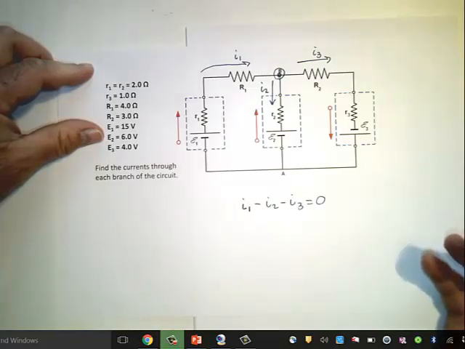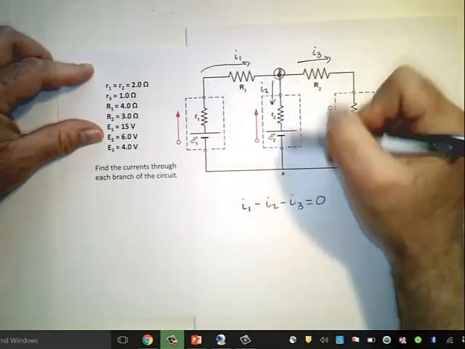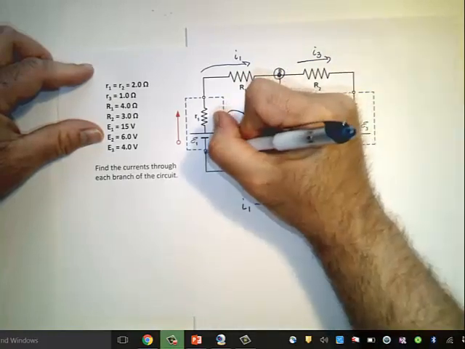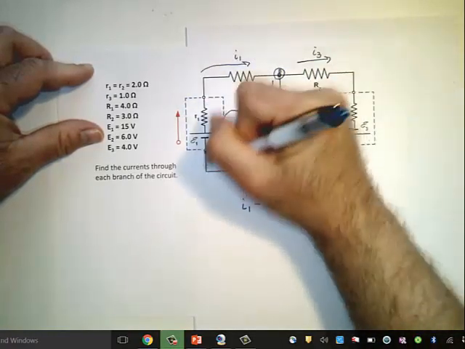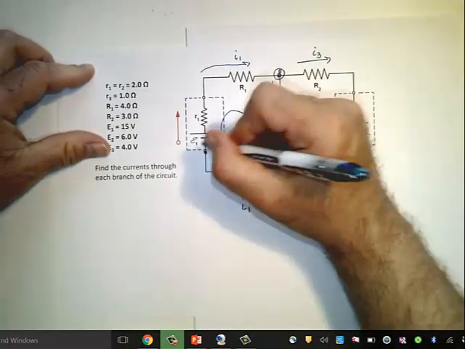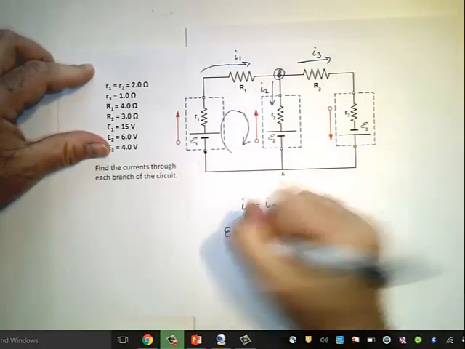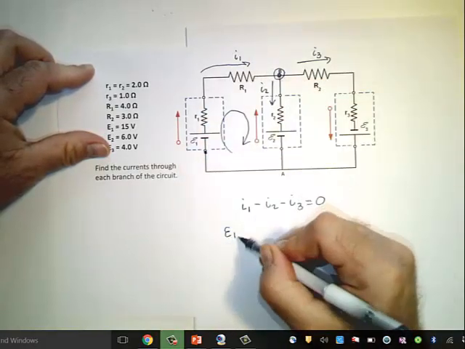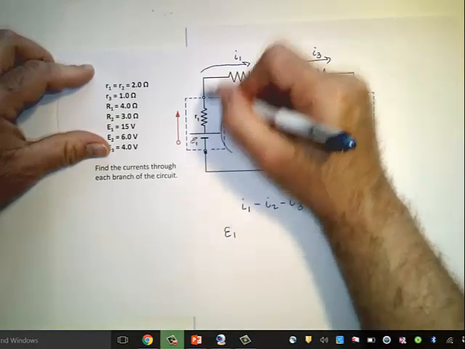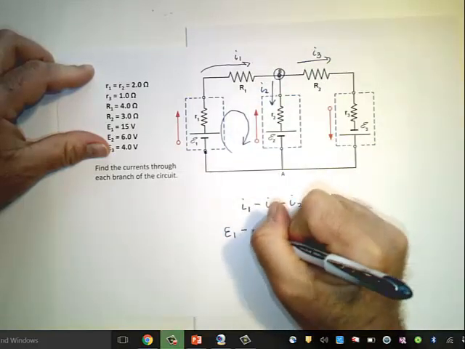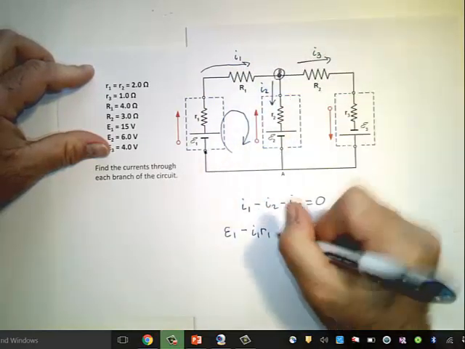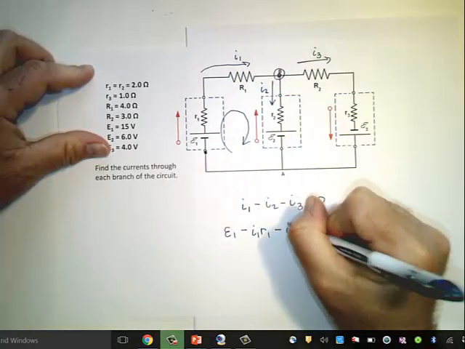So I'm going to pick a loop and walk around it. Let's say I pick this loop here and go around in this direction. If I start here and work my way around this loop, the sum of all the potential gains and losses must add up to 0. So I'll start with E1. I'm moving in the direction of the EMF, so he's positive. Then I've got little r1 here. I'm moving in the direction of the current, so he's negative. Call it I1, little r1. Then we come around to this resistor, moving in the direction of the current, so I'm going to call it minus I1, big R1.